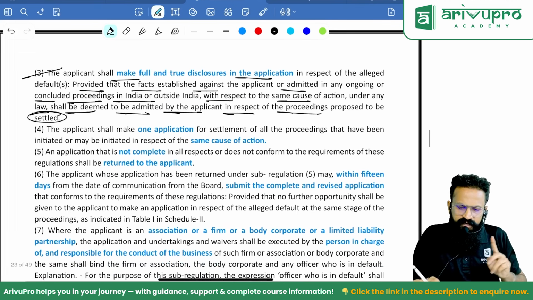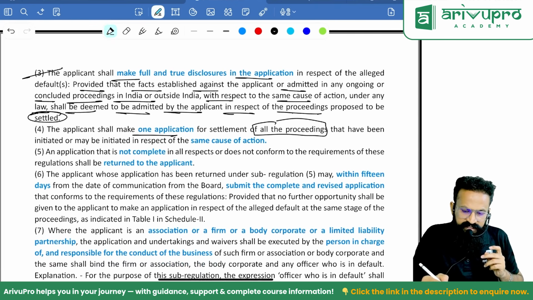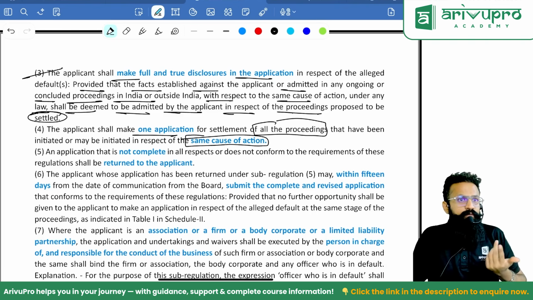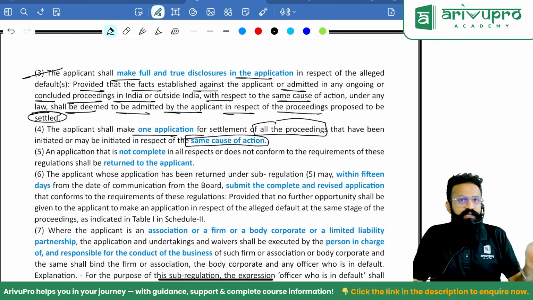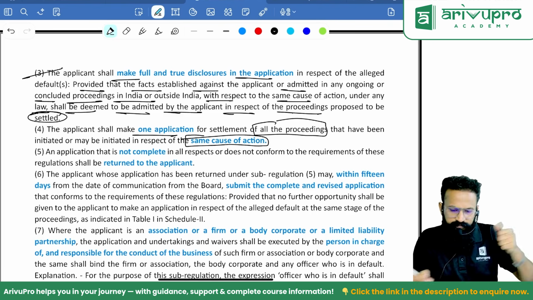The applicant shall make one application for settlement of all the proceedings that have been initiated or may be initiated in respect of the same cause of action. Meaning what? I have done the same non-compliance in 2016, 17, 18. I can file a consolidated application. One application is sufficient.